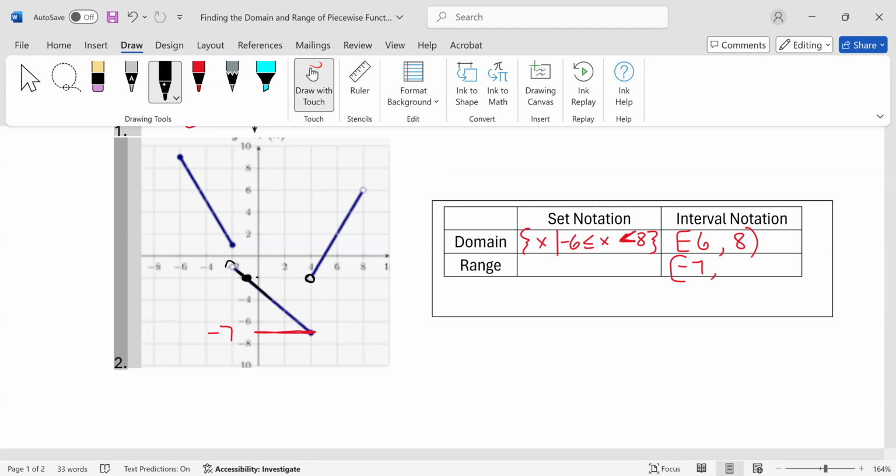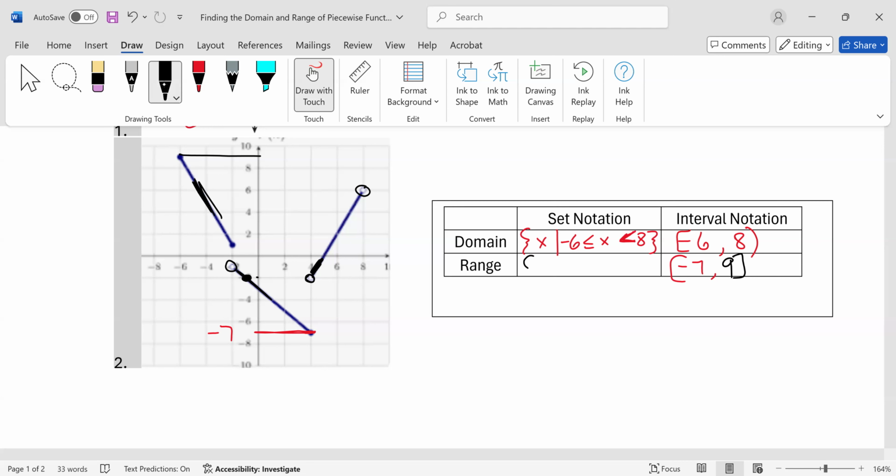Okay, there's an open circle here, but we can ignore it because there's a solid line over here. Okay, there's an open circle here, just ignore it because it's closed right here. So the highest it goes is right here, which is 9. So your range is from negative 7 to 9.